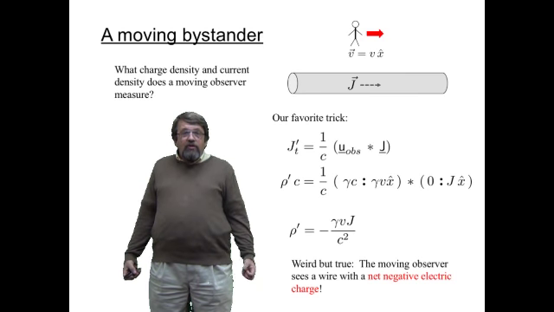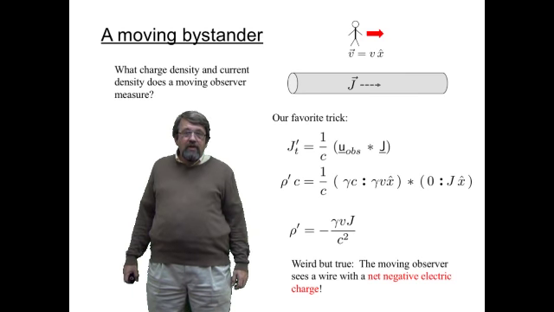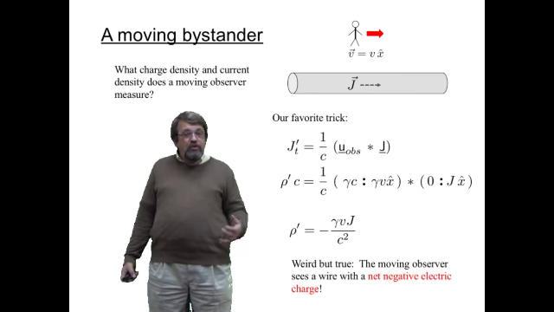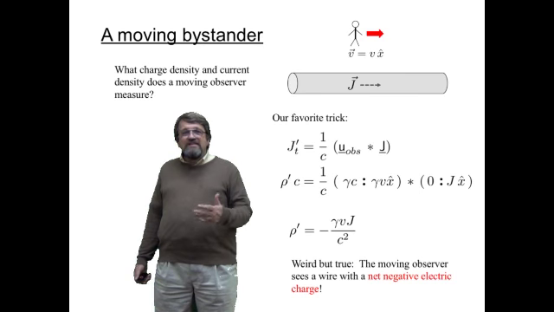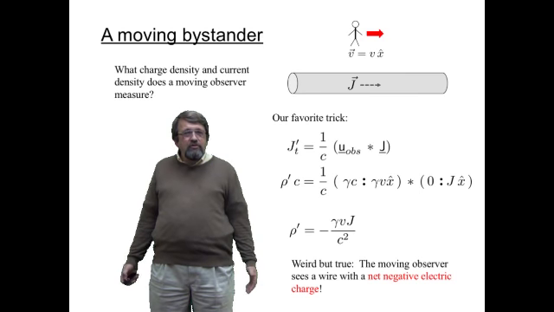The charge density, according to the observer, is negative gamma v times j over c squared. And this is weird, but it's true. The moving observer sees a wire with a net negative charge density. How in the world could that be true?